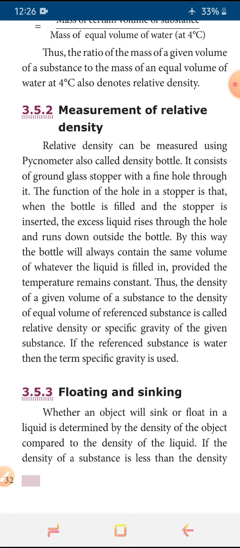The density of the object, whichever object is in the liquid, if the density of that object is higher than the density of the liquid, then it will sink. If the density of the substance is less than the density of the liquid, then it will float. If the density of the substance is greater than the liquid density, then it will sink into it.